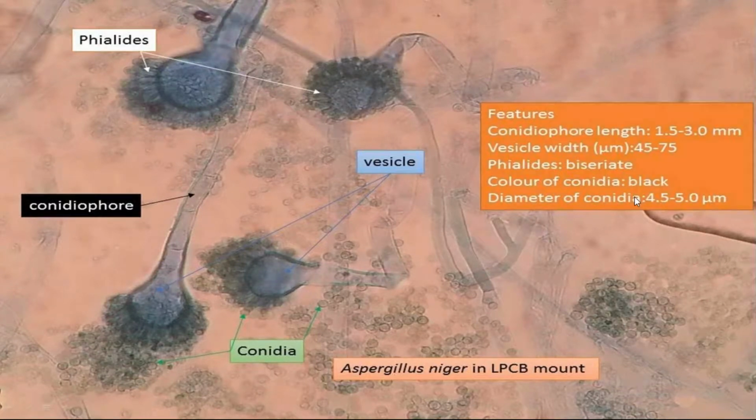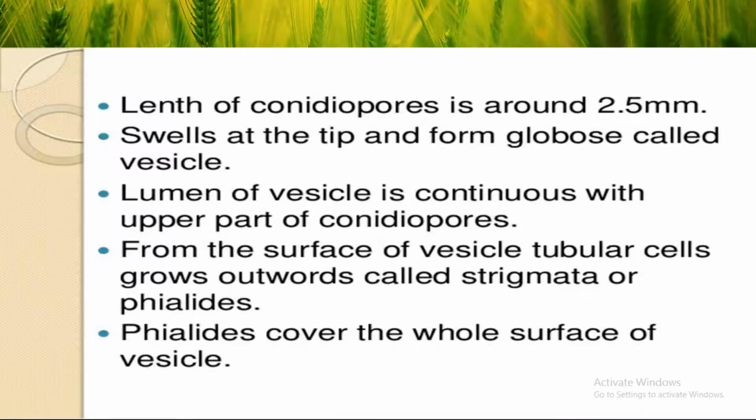The color of the conidia is particularly black because we are seeing Aspergillus niger, and this is the diameter of the conidia, 4.5 to 5 microns. It will vary a little bit among species, but usually among Aspergillus, you can differentiate with the color. The length of conidiophores is around 5 millimeters, and the swelling is the globose structure called the vesicle. The lumen of the vesicle is continuous with the upper part of the conidiophore, and from the surface of the vesicle arise tubular cells called the sterigmata or the phialides. The phialides cover the whole surface of the vesicle.